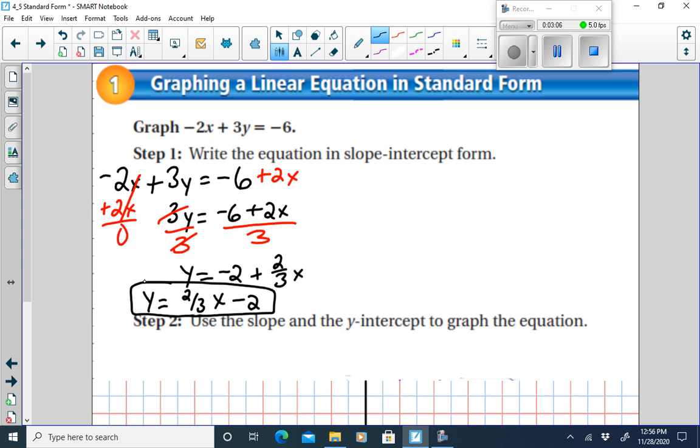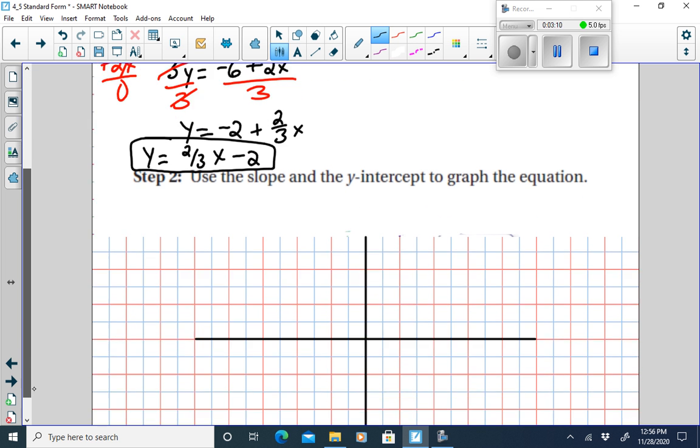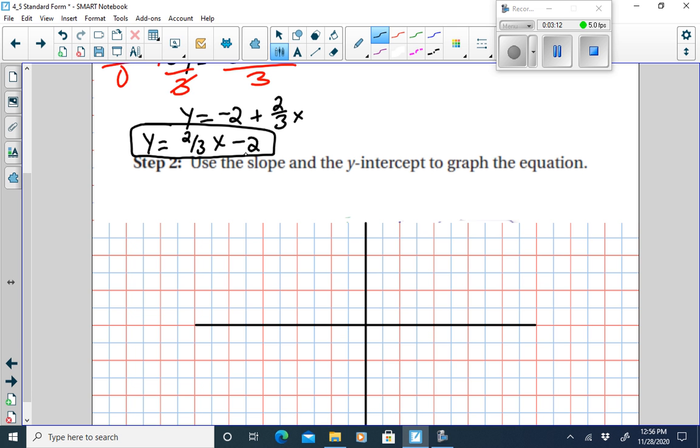That's step 1. And once we have the equation in slope-intercept form, we graph it. We see that the y-intercept is negative 2. So I put a point at negative 2 on the y-axis. My slope is positive 2/3. So that means from negative 2, we're going to go up 2 over 3 to the right. And from there, we go up 2 over 3 to the right again, and again.